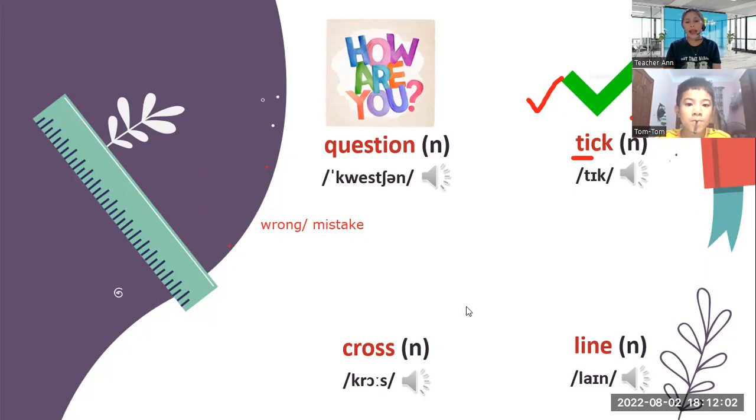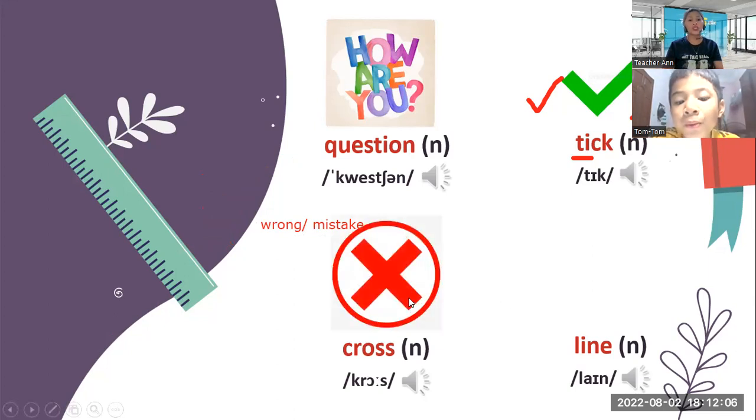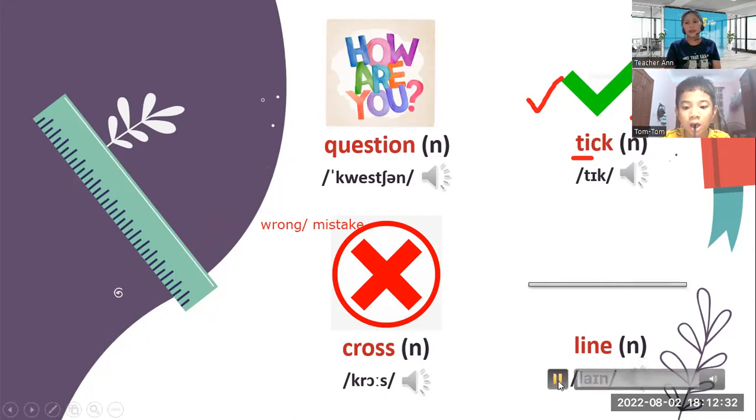Okay, next one. Look at the next. Oh, tick. This is now the cross. Not correct, teacher. Cross. It's cross. It means not correct. Next one. We've got the line. Line. Okay, like when I say, I've got this one line. Okay, Tom Tom. Yes. Very good.